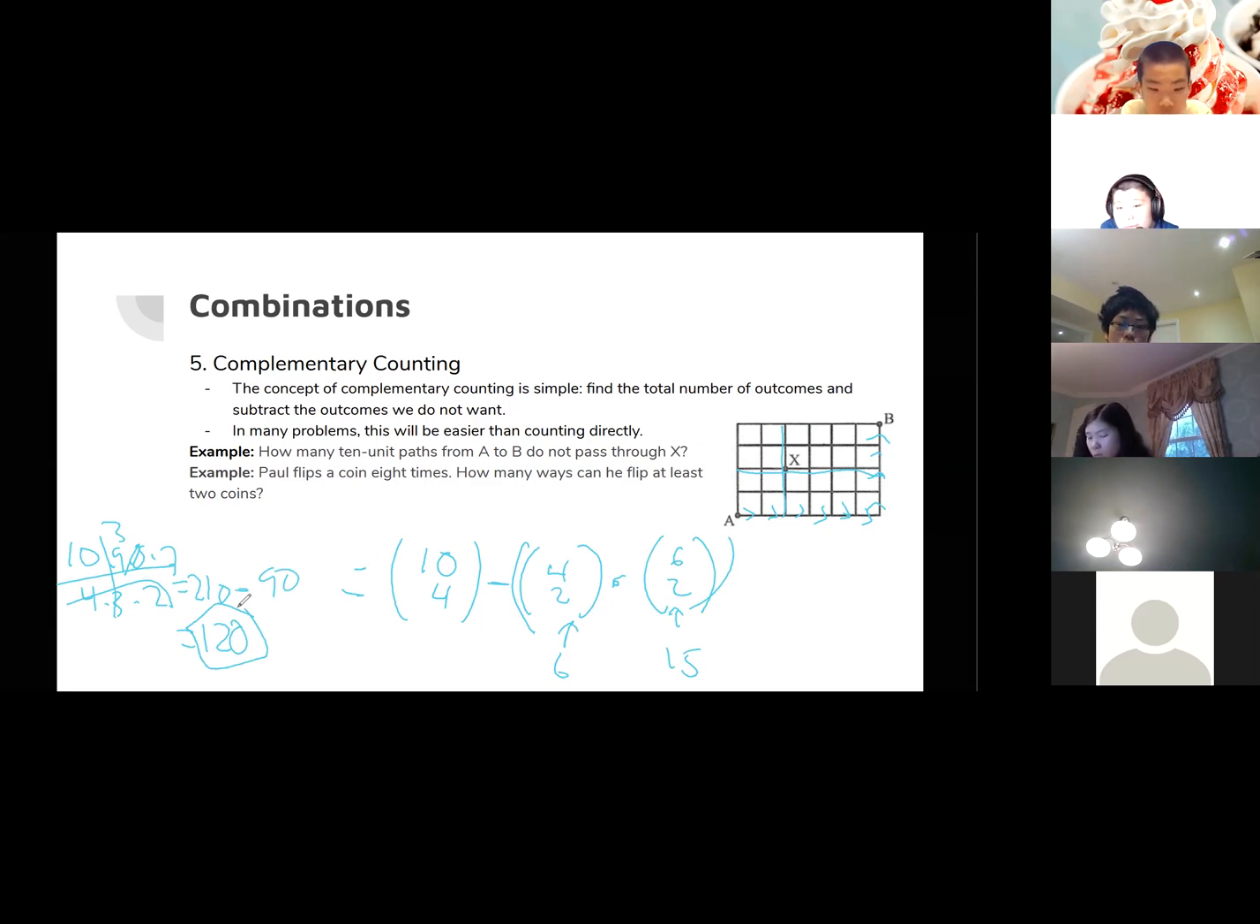We find the total number of ways to get from A to B, and we subtract the ones that do pass through X. So for this problem, we have to find the total number of ways to flip a coin 8 times, and we want to subtract the ways that he flips either 1 or 0. Can everyone just think about this problem for about 2 minutes, and if you have any leads or an answer, then please send me a private chat message.